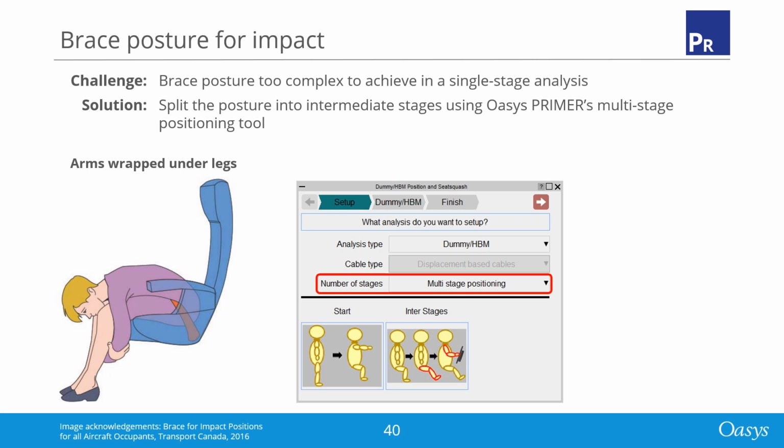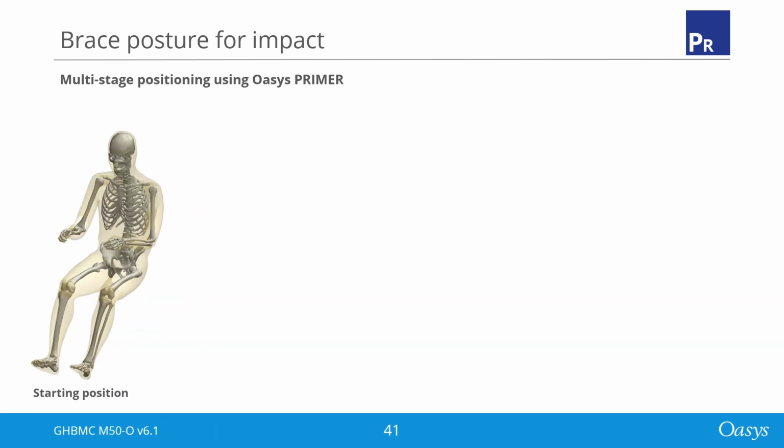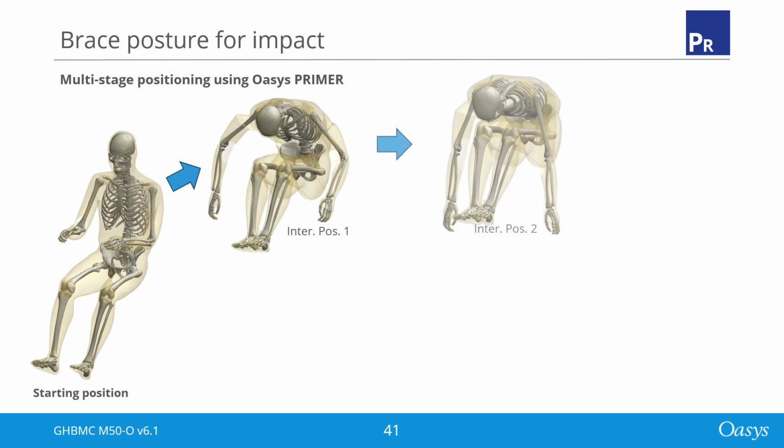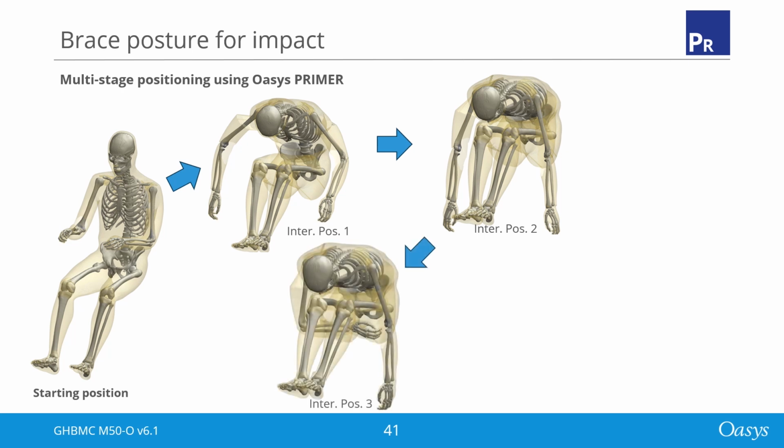Now, trying to achieve such a complex posture with one set of cables, in other words a single stage analysis, would be too cumbersome to set up and might induce undesirable instabilities in the model. A solution to this problem is to split the posture into intermediate stages using the multi-stage positioning tool. So what we've done is divide the final brace position into a series of intermediate and more manageable stages, where each stage is addressing one aspect of the posture at a time.